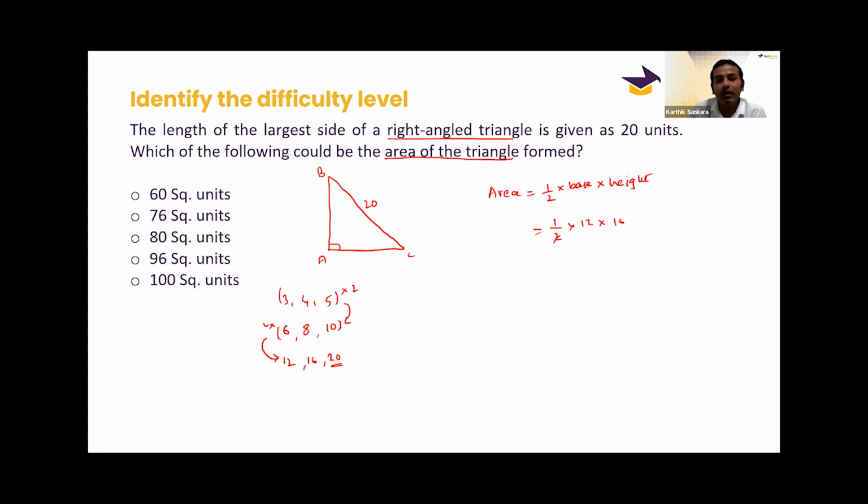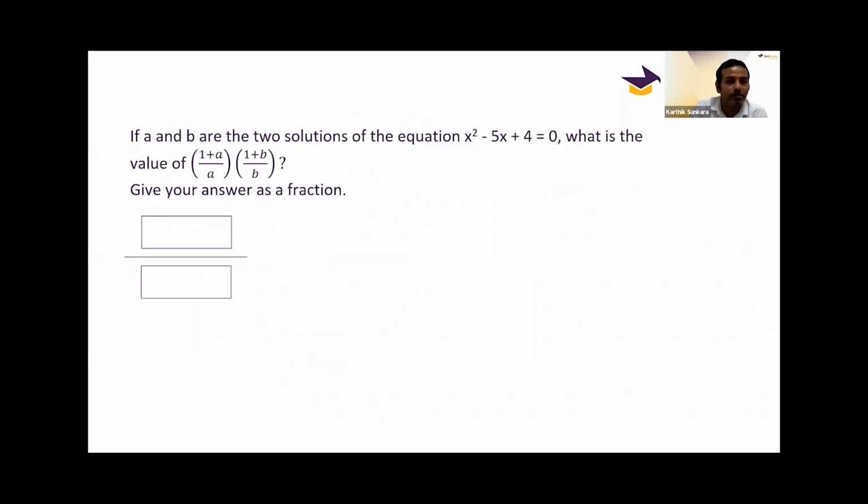So 2, how many times 2? 8 times. So 12 times 8 is 96. So it has to be 96 square units. So the answer is option D, right? So I hope you understand. So in this, what did we understand? We need to remember the Pythagorean triplets, right? Right. So let's move to the next question.